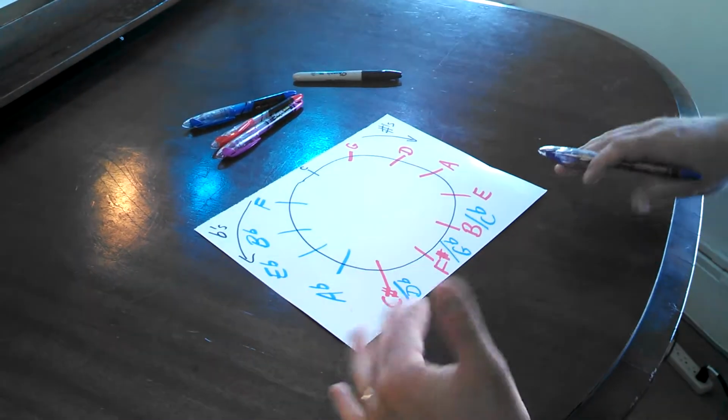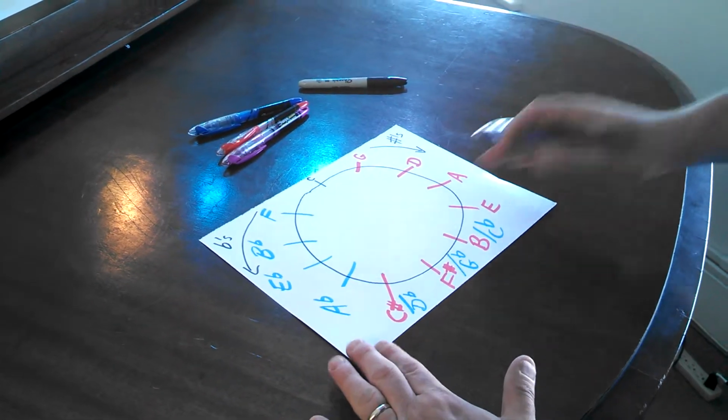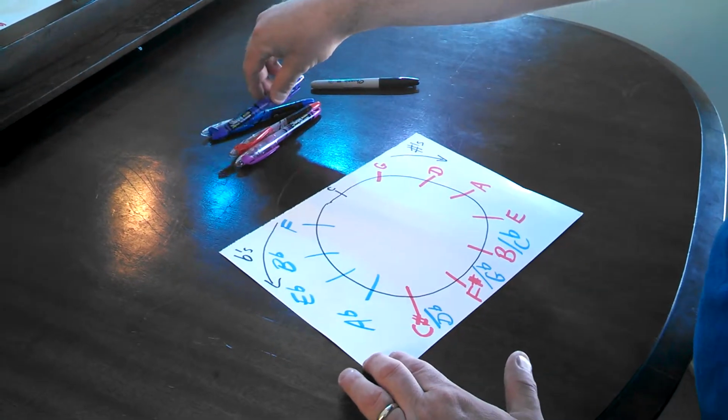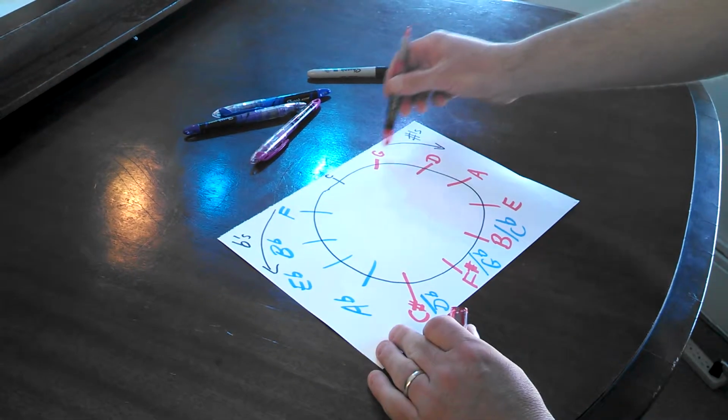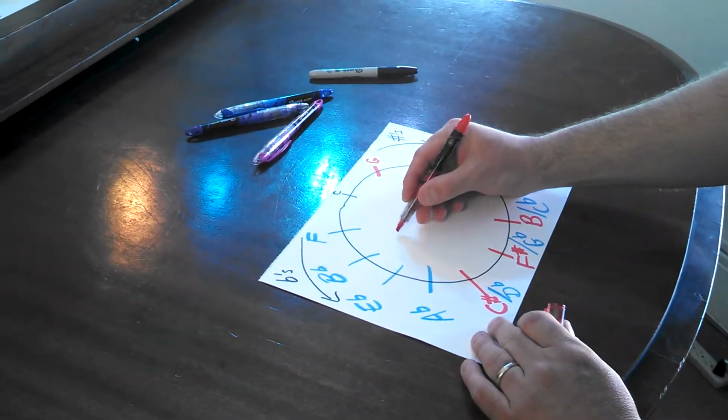There's one more thing we have to add to our circle of fifths now to make it explain the rest of the information that you need to know. So the first thing we're going to do is take our red marker again and put what's called the order of sharps in music. We're going to put that right in the middle here.